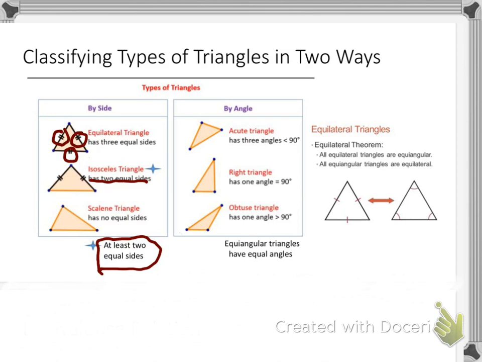Isosceles, they gave the example of having 2 equal sides, but remember the definition is it has to have at least 2. And notice that you have only these 2 that are equal. Notice that in the scalene you have no markings.